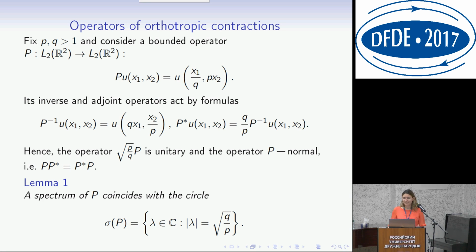I will speak about the third case. So let us consider the operator of orthotropic contraction in more detail. Fix parameters of contraction p and q greater than unity, and consider a bounded operator P acting in the Lebesgue space L2 by the formula. Here are its inverse and adjoint operators. We obtain that the operator P is normal, and it is easy to prove that its spectrum coincides with the circle of this radius.